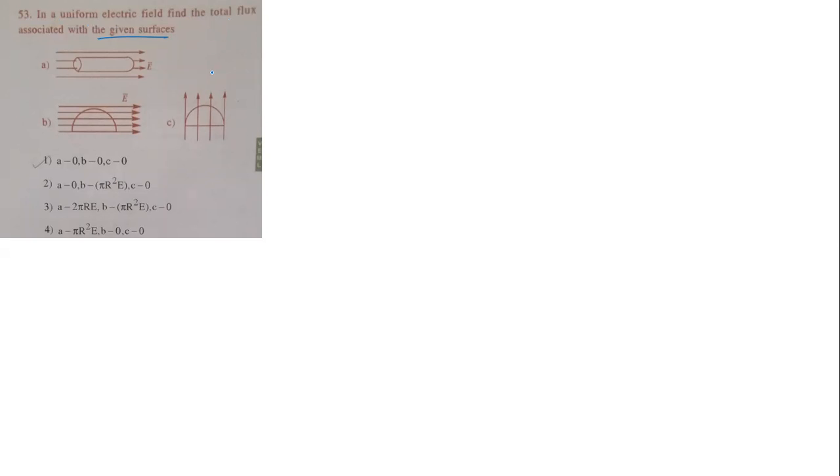Let us look at the cases one by one. First case: the flux entering and the flux leaving are equal, and we have already proved in a previous discussion that the total is 0. So option A must be correct: total flux equals 0.